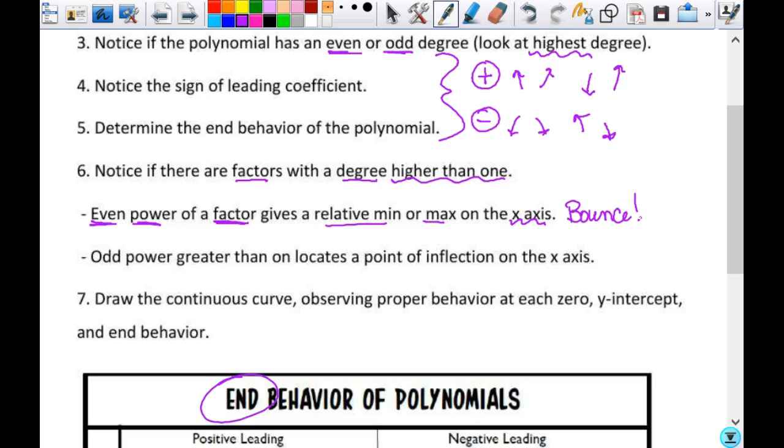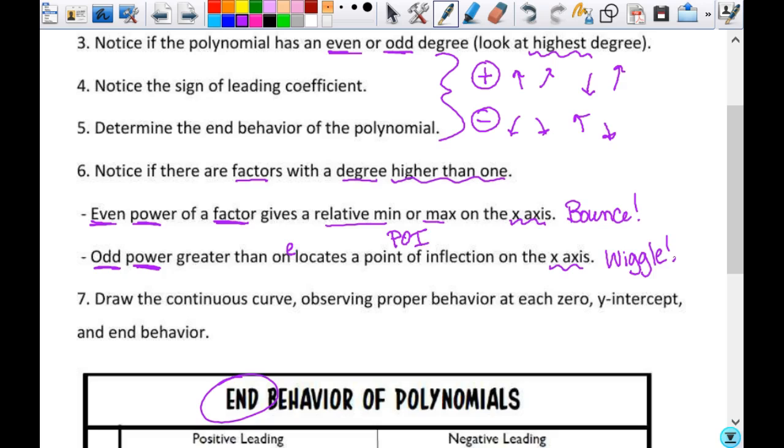If we have an odd power factor greater than 1, it locates a point of inflection on the x-axis, which would be a point of inflection or a wiggle. So you can either wiggle or bounce if you have a factor that has an exponent greater than 1. I'll re-explain what that means once we look at some examples, because that confused some people last period. Then we draw the continuous curve.